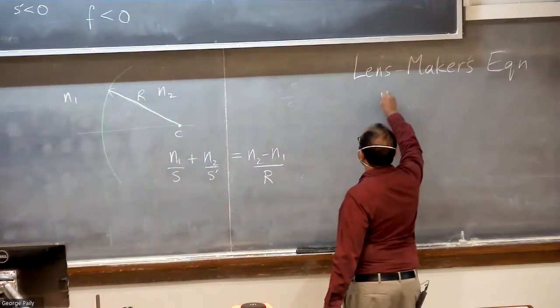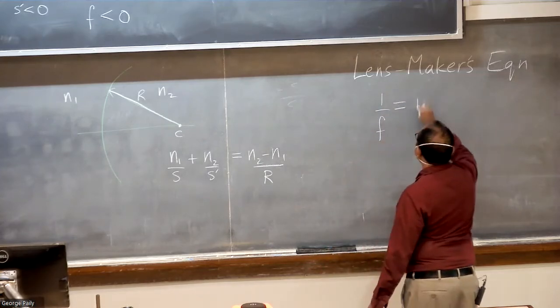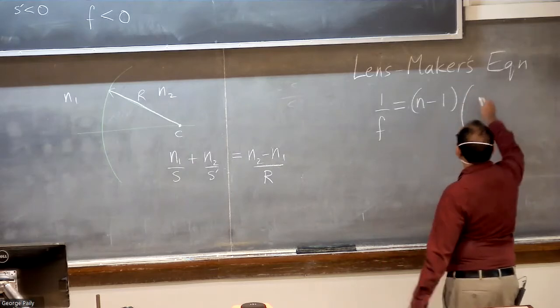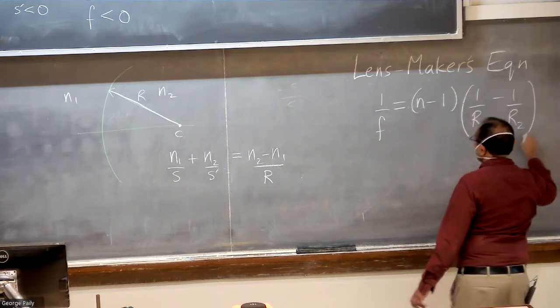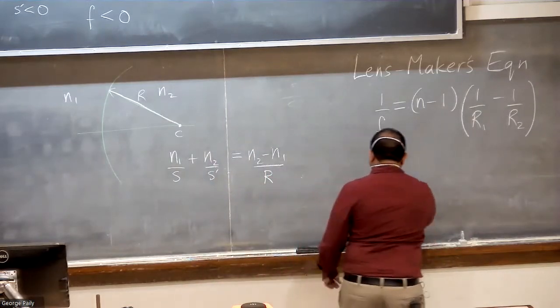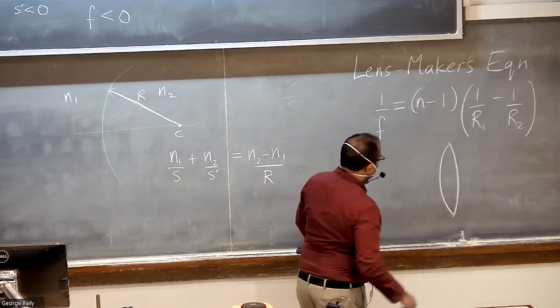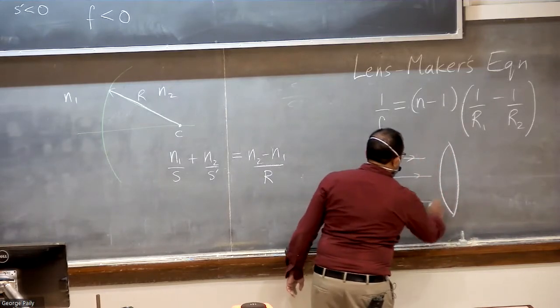Which basically tells you 1 over f is equal to n minus 1 times 1 over r1 minus 1 over r2. So the idea here, r1 and r2 are, supposing you had a lens like this and you had light rays coming in like this.